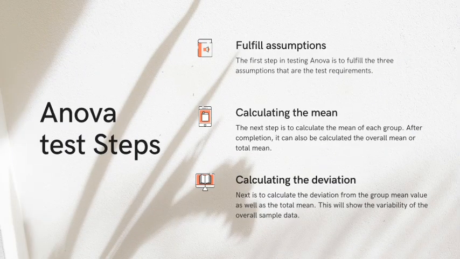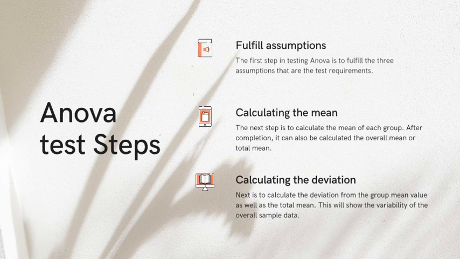Next is ANOVA test steps. Fulfillment assumptions. The first step in testing ANOVA is to fulfill the three assumptions that are the test requirements. Calculating the mean. The next step is to calculate the mean of each group. After completion, it can also be calculated the overall mean or total mean.